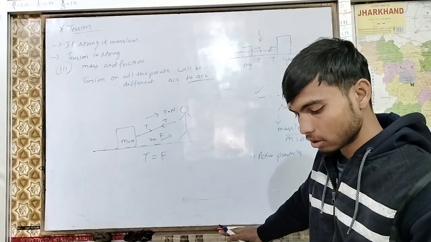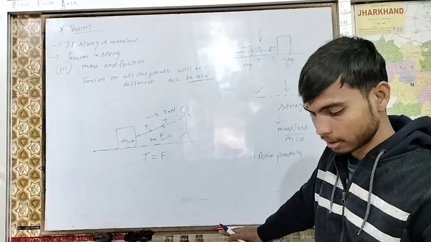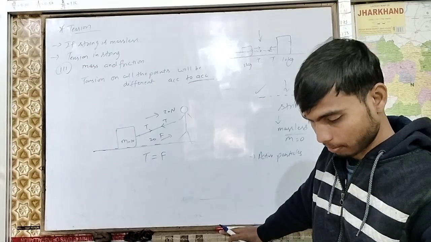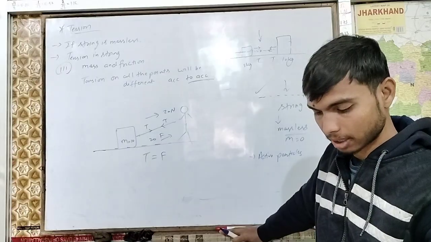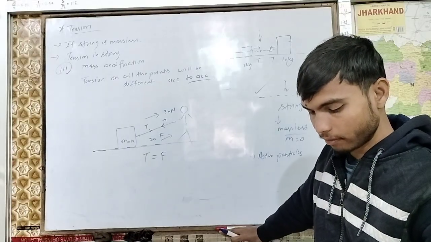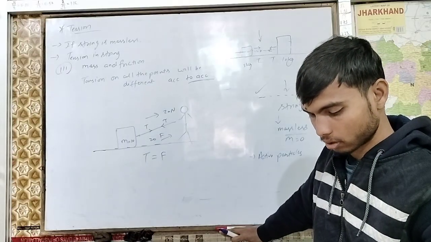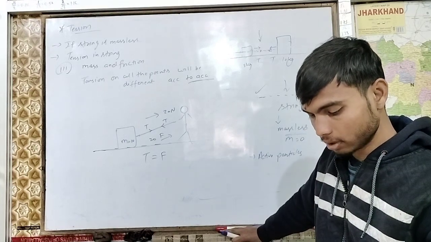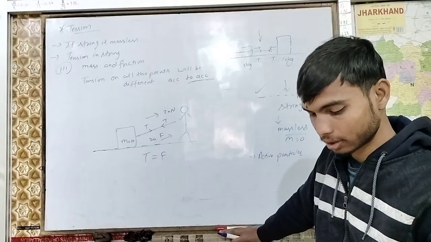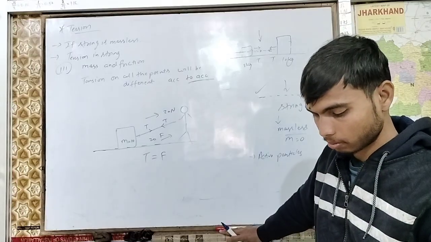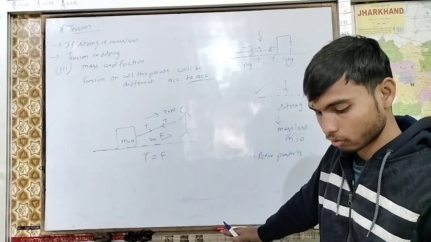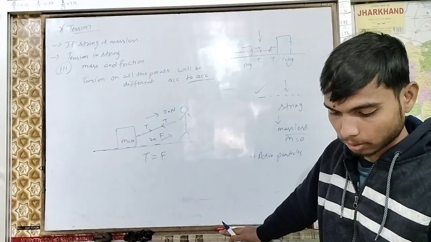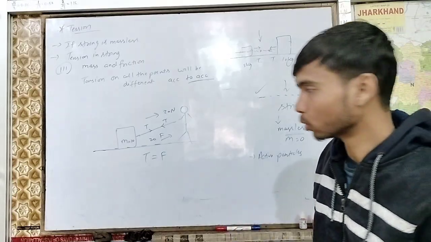Next, the string is supposed to be massless unless stated. Hence tension in it remains the same. Tension will be the same everywhere if massless, and equal to the applied force. However, if the string has a mass, then tension at different points will be different. Being maximum, equal to the applied force at the end by which force is given, and minimum at the other end connected to the body.